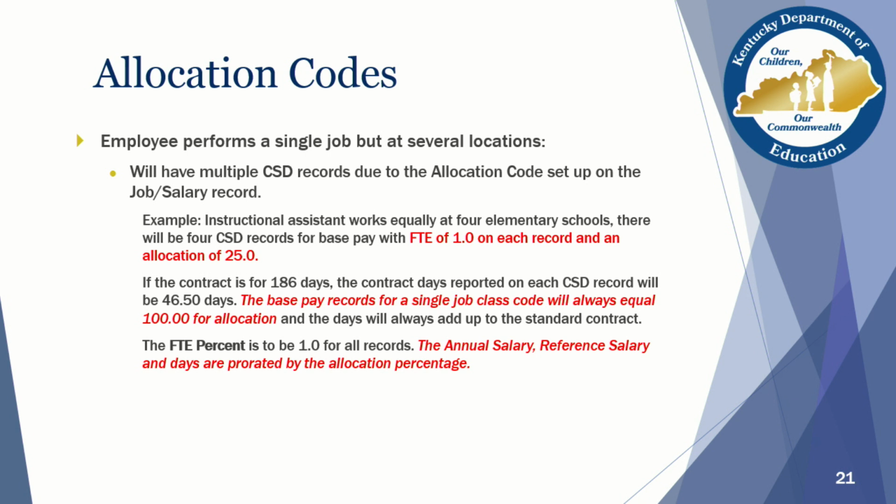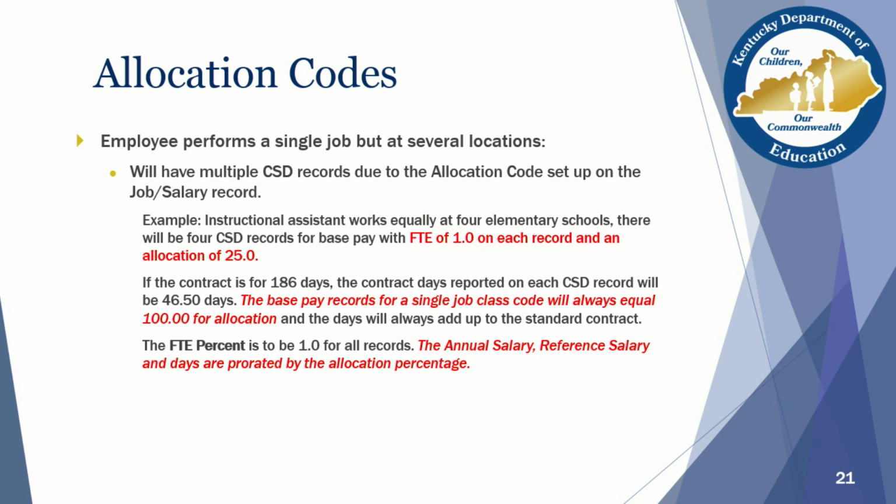In this case, we have an employee who performs a single job but at several locations. They will have multiple CSD records due to the allocation code set up in job salary. An example here would be an instructional assistant who works for 4 different elementary schools. There will be 4 CSD records with an FTE of 1, but an allocation of 25 for each of those 4 schools. If the contract is for 186 days, the contract days reported on each of the records will be 46.50, which is simply 186 days divided by 4, the 4 schools.